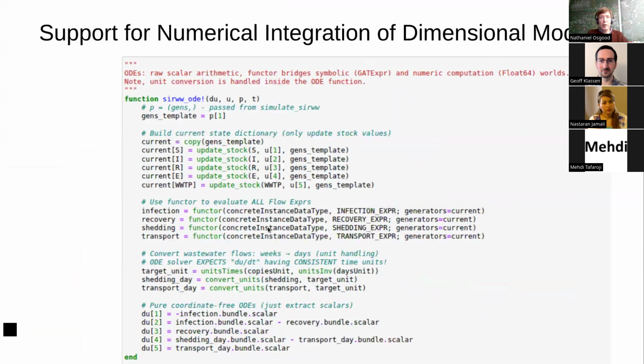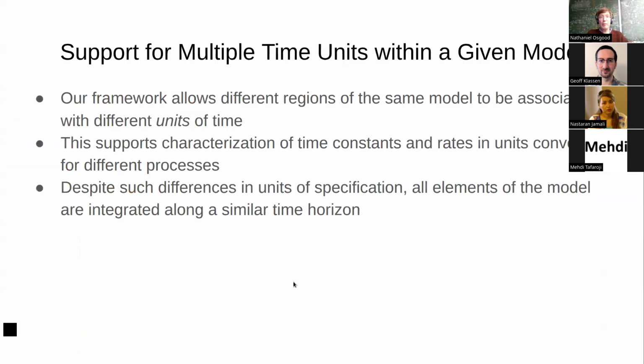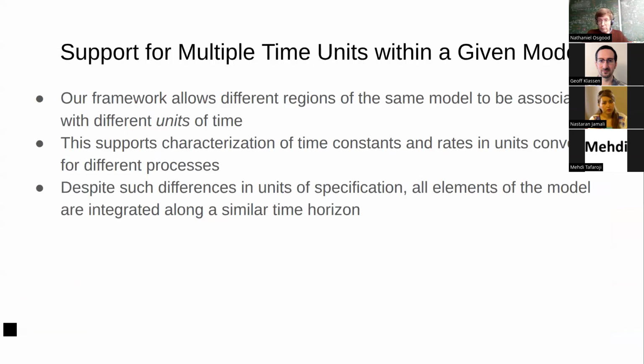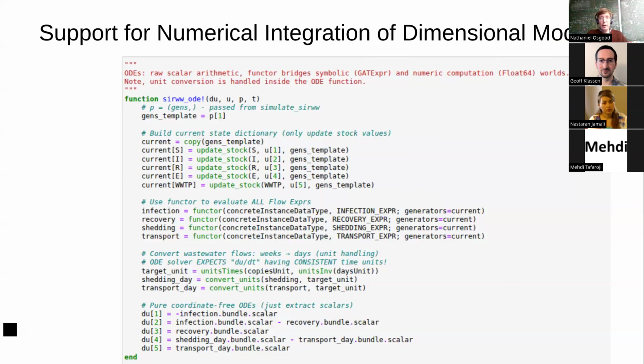I'd said that within the same model, you can have different areas of it with different time units for convenience. But when EGA integrates it, it's with respect to a common time dimension, so she can integrate it up. But it's convenient to be able to express time constants with respect to a convenient time dimension. Okay, so check this out. This is like virtuosity.